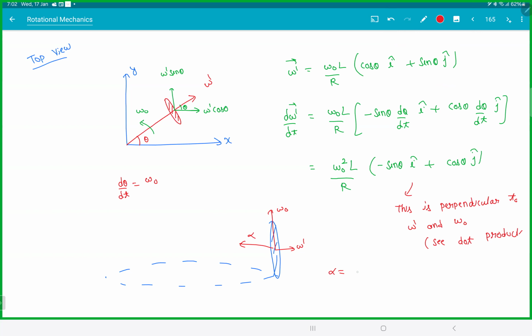So the magnitude of alpha is omega naught square L by R. Its magnitude is also constant, and the direction is tangential. It is along the circle. Alpha is like this. You're getting how it is? Omega is going in a circle. Alpha is going tangentially.